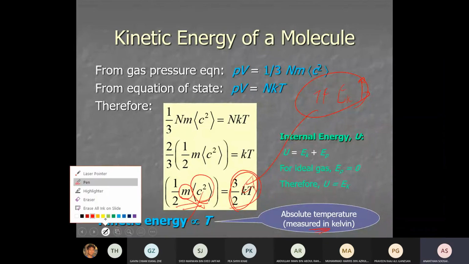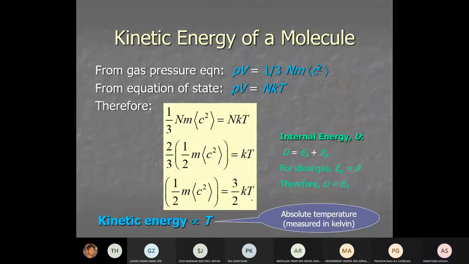You want to find the kinetic energy of a particle in the room. The temperature. If you know the temperature, you can find the kinetic energy of the particle. Let's say your room temperature is 27 degrees Celsius. Change to Kelvin: 27 plus 273.15, so it's about 300.15 Kelvin. The kinetic energy one particle possesses is 3/2 k times 300.15. Whatever answer you get is in joules.